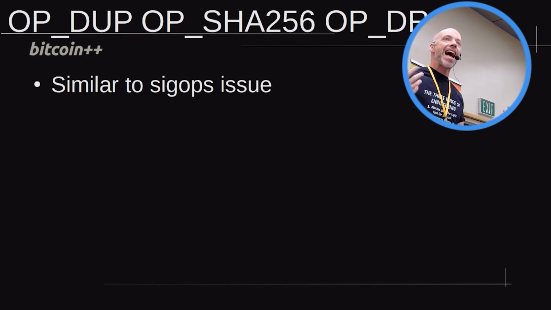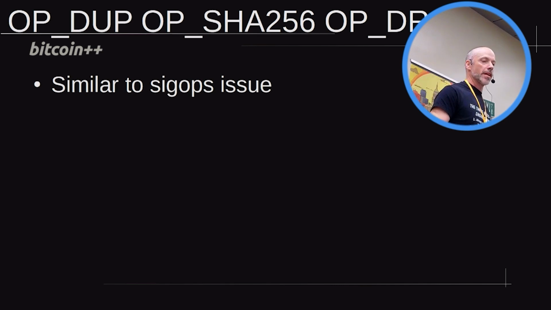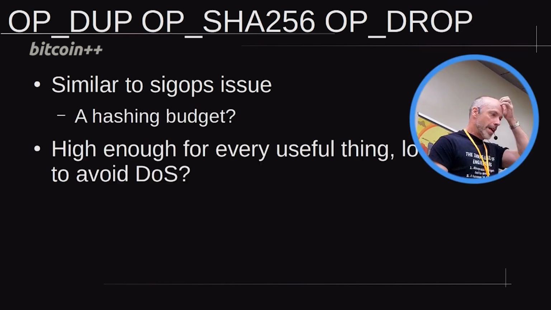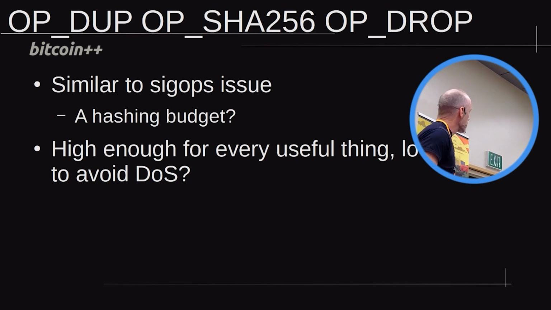So, obvious question. Can we do the same thing with a hashing budget? The TapScript sigops budget works because it's generous enough that you don't have to worry about it, but low enough that it prevents you from DOSing the network. Can we do the same thing here? Okay, well, this is the question.